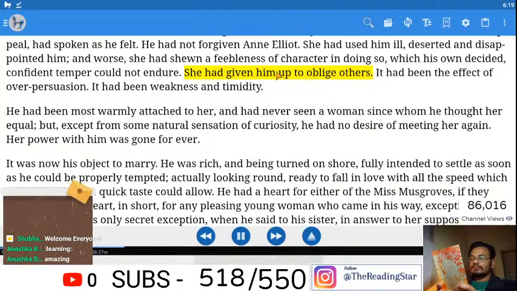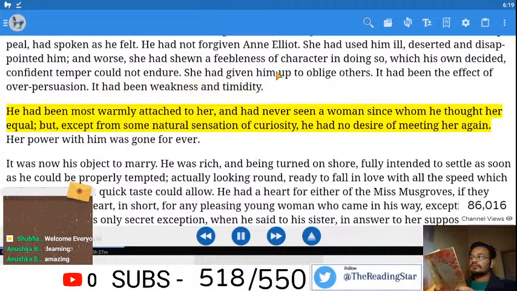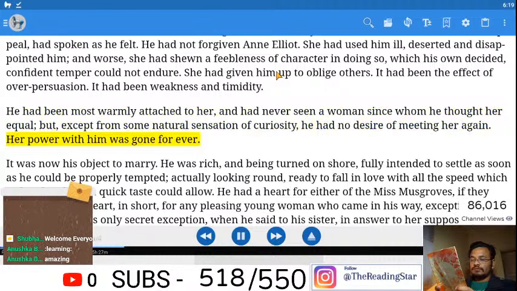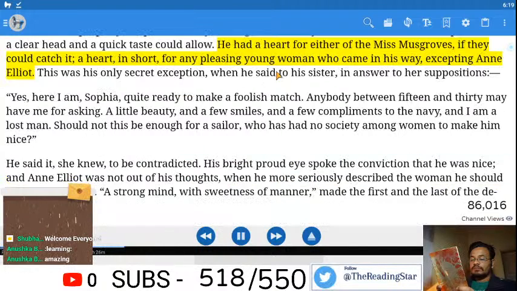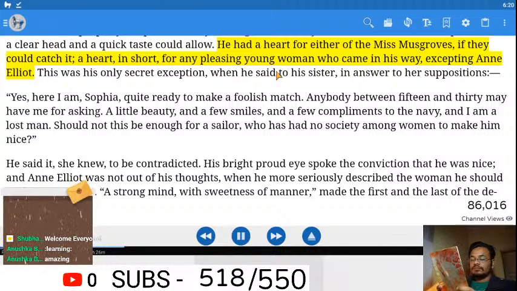She had given him up to oblige others. It had been the effect of over-persuasion. It had been weakness and timidity. He had been most warmly attached to her, and had never seen a woman since whom he thought her equal, but, except from some natural sensation of curiosity, he had no desire of meeting her again. Her power with him was gone forever. It was now his object to marry. He was rich, and being turned on shore, fully intended to settle as soon as he could be properly tempted, actually looking round, ready to fall in love with all the speed which a clear head and a quick taste could allow. He had a heart for either of the Miss Musgroves, if they could catch it, a heart, in short, for any pleasing young woman who came in his way, excepting Anne Elliot.